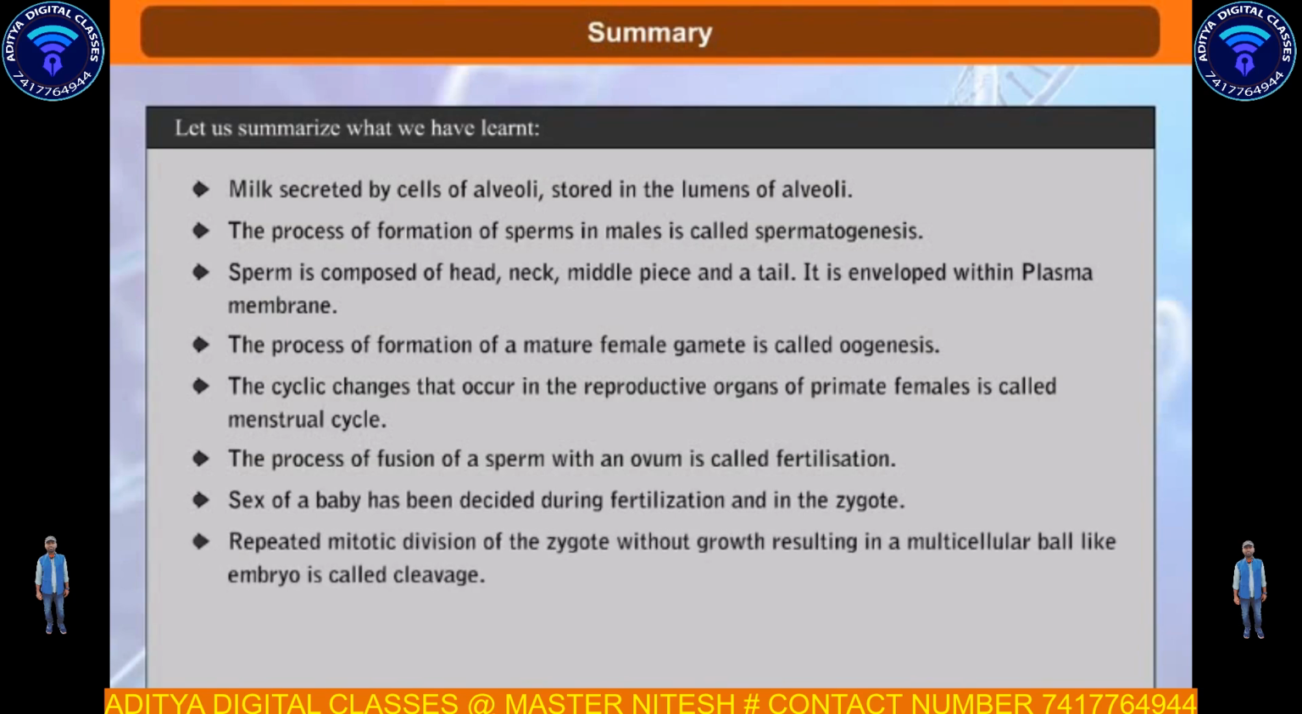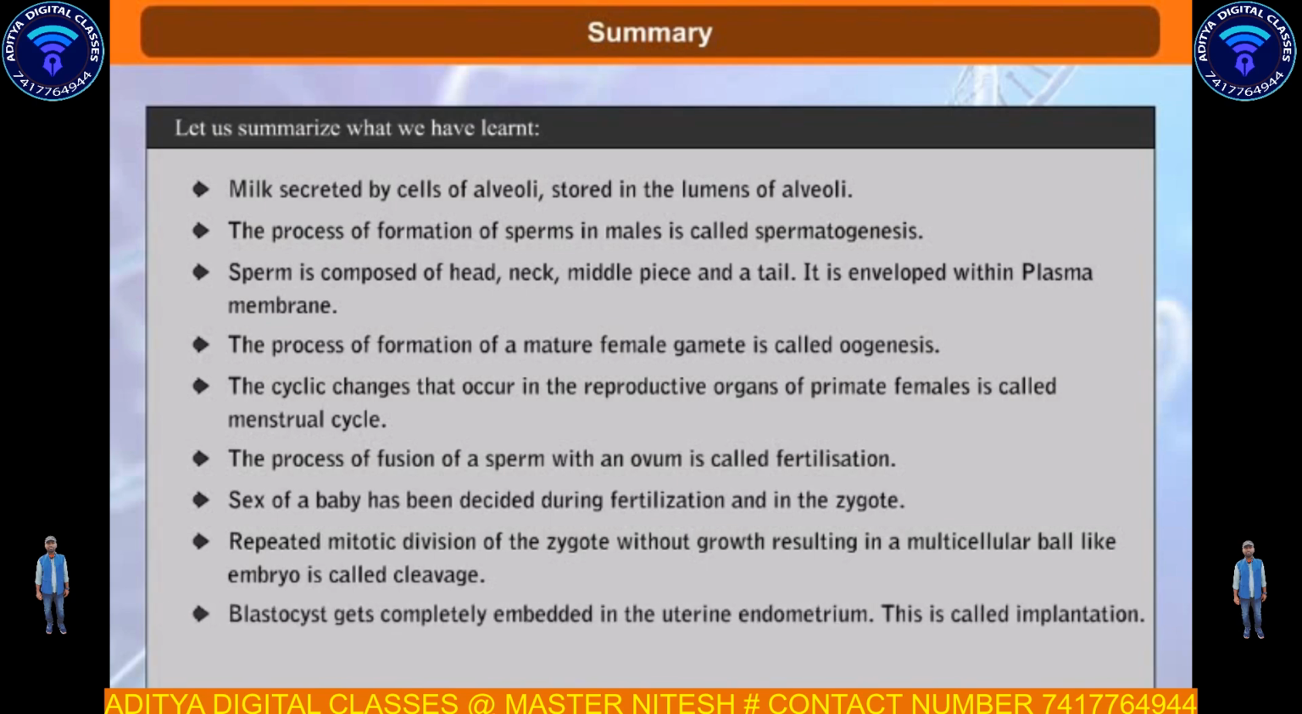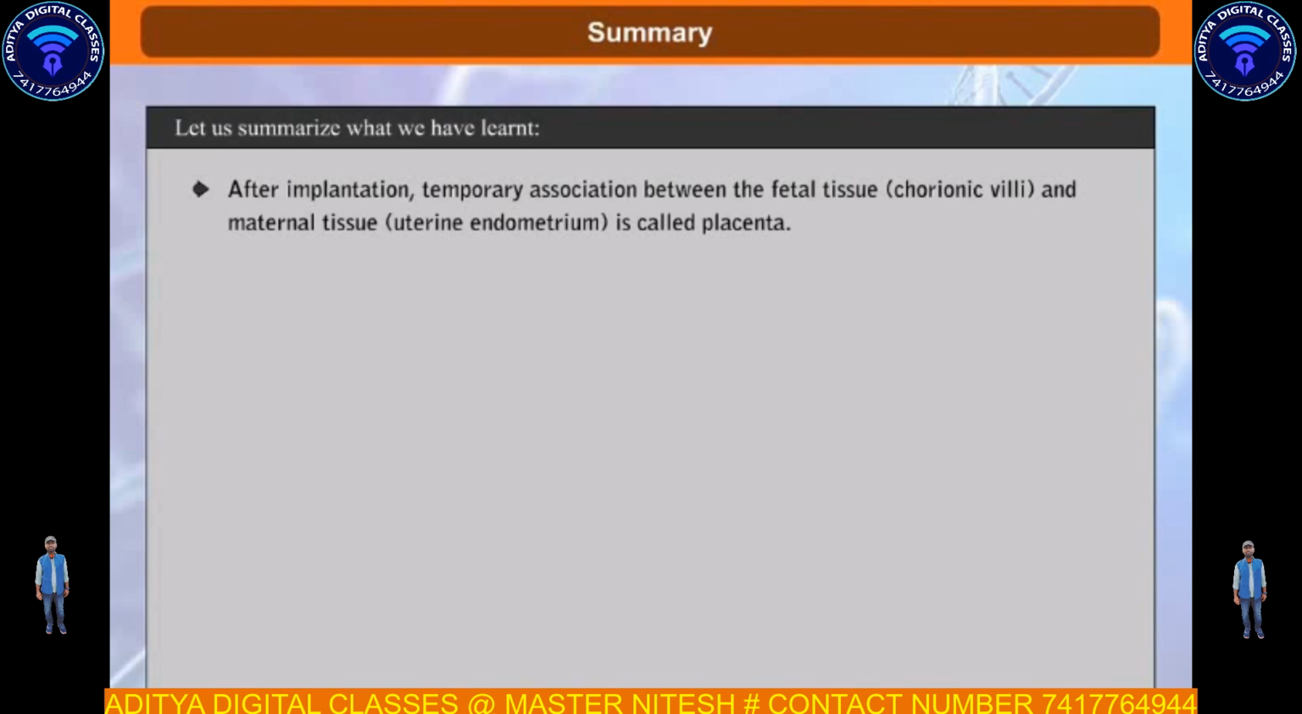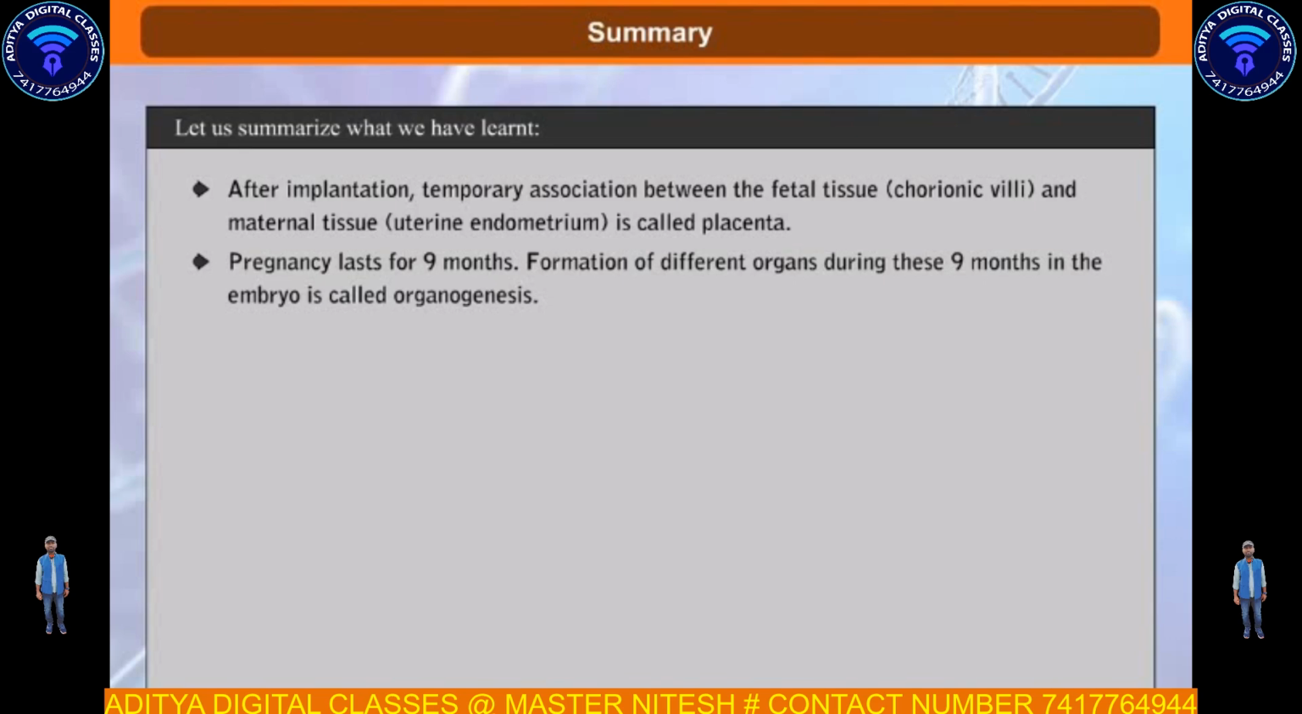Repeated mitotic division of the zygote without growth resulting in a multicellular ball-like embryo is called cleavage. Blastocyst gets completely embedded in the uterine endometrium. This is called implantation. After implantation, the temporary association between the fetal tissue, chorionic villi, and maternal tissue, uterine endometrium, is called placenta. Pregnancy lasts for 9 months. Formation of different organs during these 9 months in the embryo is called organogenesis.